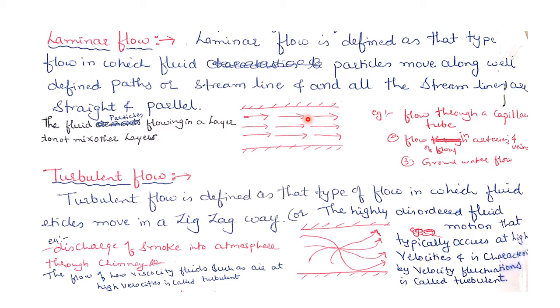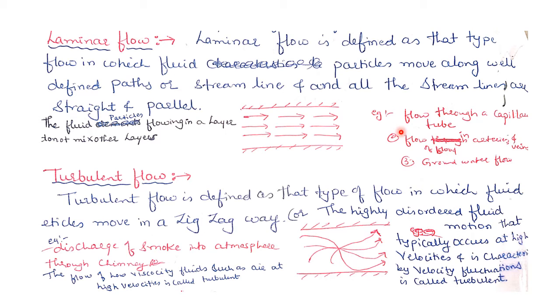This is the direction of the fluid particle. This is also the direction of the fluid particle. So you can see here these fluid particles, when they are flowing in a large layer, they do not mix with other layers. They are moving in a well-defined path. Here in this path only they are moving. These fluid particles are not mixing with other layers, and all these streamlines are straight as well as parallel.